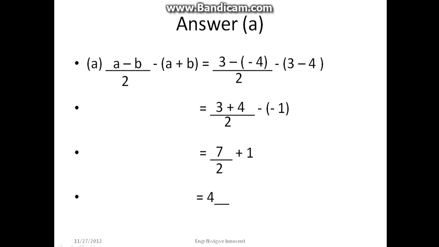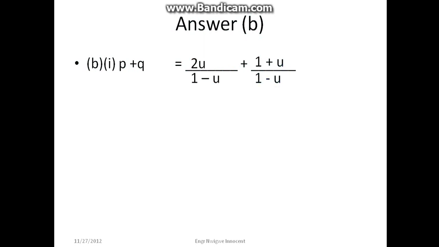Answer b. We are asked from the question that whenever we see P, we substitute it with 2u over 1 minus u, and whenever you see Q, we substitute it with 1 plus u all over 1 minus u. Therefore, when we look for the LCM, we now have our LCM to become 1 minus u, because they are the most common at the denominator.